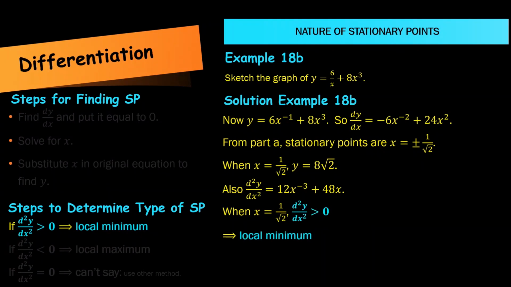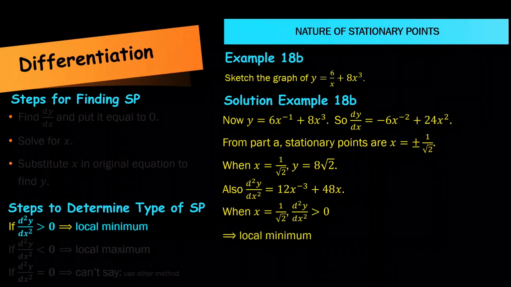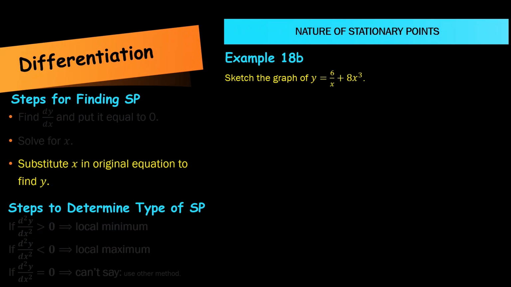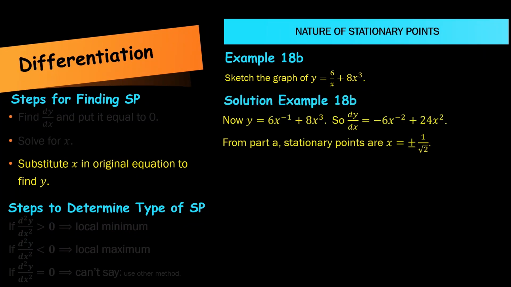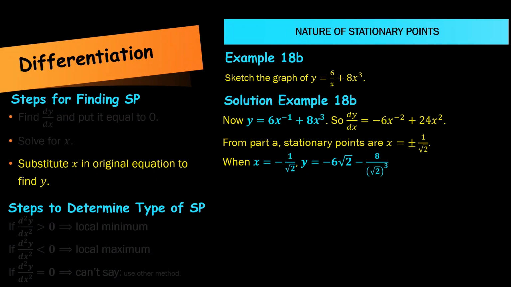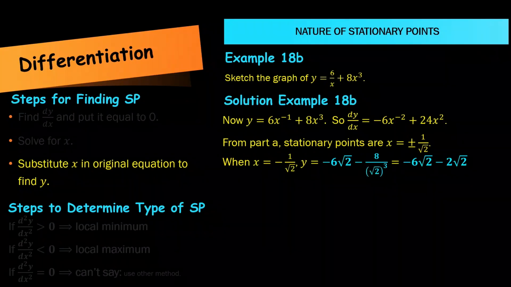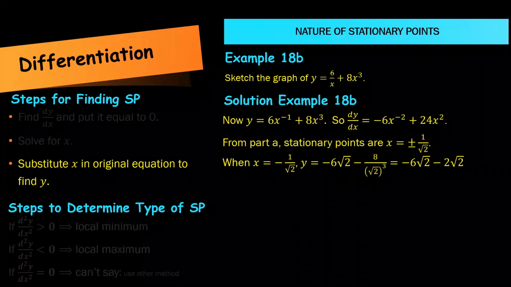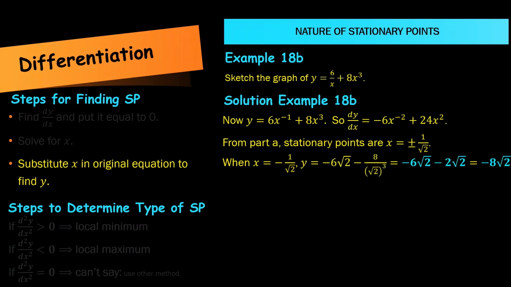Now let's look at the other stationary point, x equals minus 1 over root 2, and plug that into the equation for y. Tidying up gives us y equals minus 8 root 2. And so we have a stationary point at x equals minus 1 over root 2, y equals minus 8 root 2.